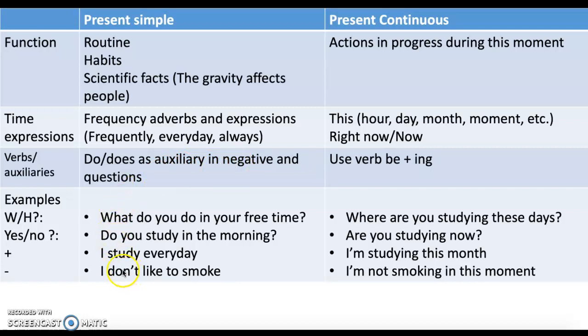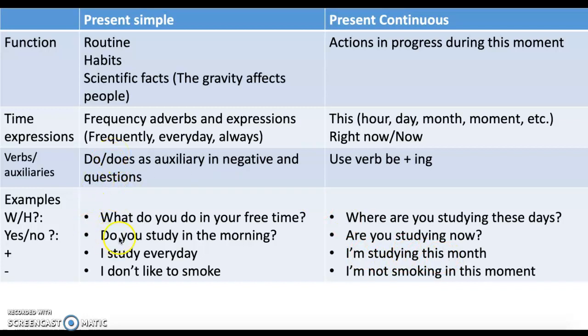For example, you say, I don't like to smoke. Or, do you study in the morning? We use it in WH questions. For example, what do you do in your free time? In the case of present continuous, we use the verb to be as an auxiliary verb. So, for example, you can say, I am studying this month.